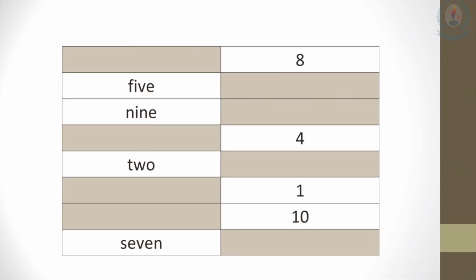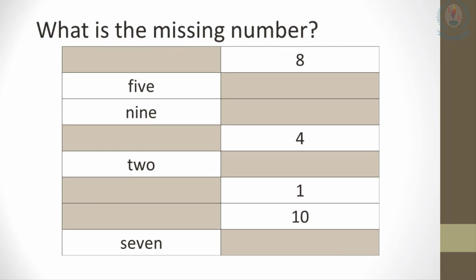Okay, children, now we are going to fill this table. What is the missing number? In the first row, we have the numeral 8. What is this? Number 8. So we are going to write the word eight here. Next we have this number. Can you read the word? Yes, it's number 5.